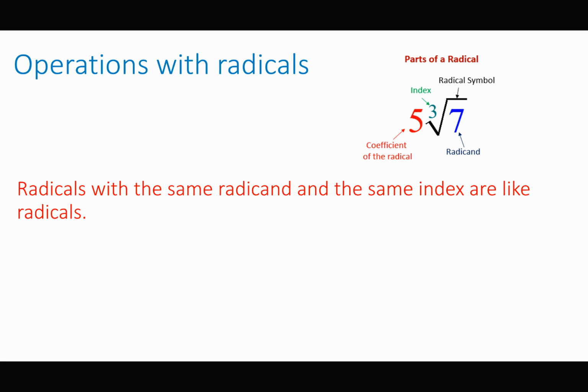Radicals with the same radicand and the same index are considered like radicals. So like if I had 5x plus 2x, I can combine that to be 7x. Well, if I have 5 cube root of 7 plus 8 cube root of 7, I can combine that to be 13 cube roots of 7. So we can combine like radicals, but to be a like radical, it has to be the same index and the same radicand. And there might be some manipulation to get those to be the same.